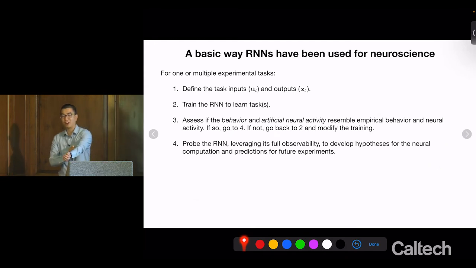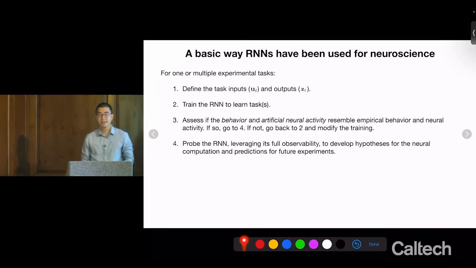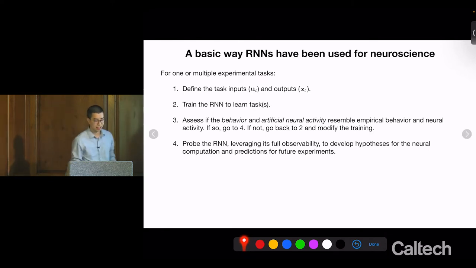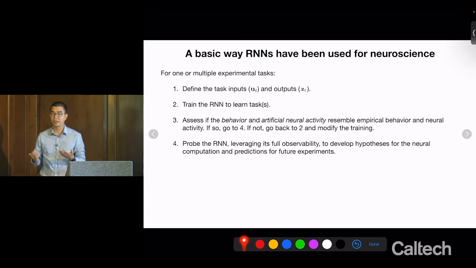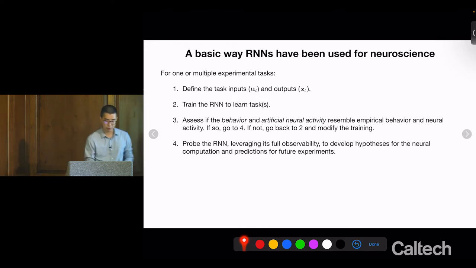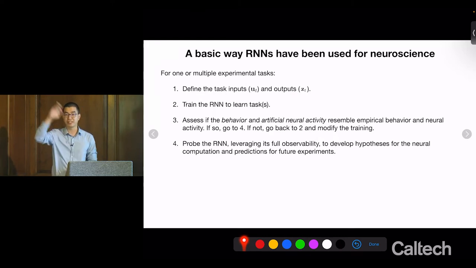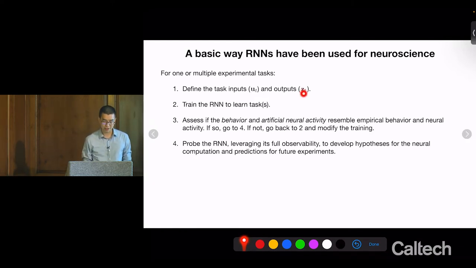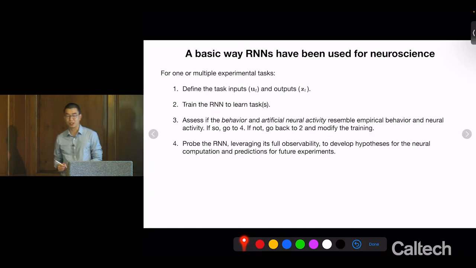All right, so this is the basic way RNNs have been used for neuroscience. We define one or multiple tasks. These usually are the tasks that animals will be trained to perform. For the task, we define the task inputs. Those are the things that the animal is presented. For example, if the animal is doing a reaching task, you show the animal where to reach; that would be a task input. Then you define the task outputs. In a reaching task, after the animal knows the target, it'll execute a movement to that target. The velocity and position of that movement could, for example, be the outputs z of t of the neural network. After that, we train the recurrent neural network to learn the task.